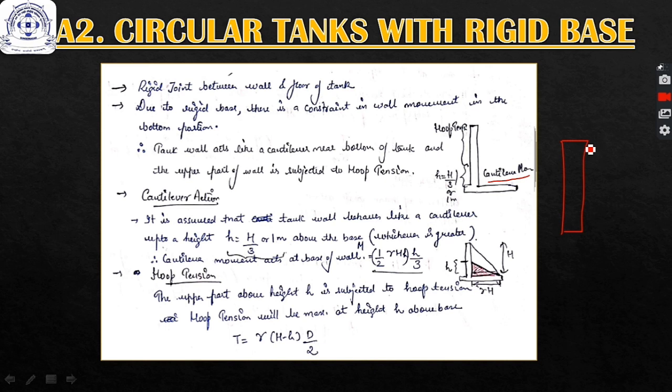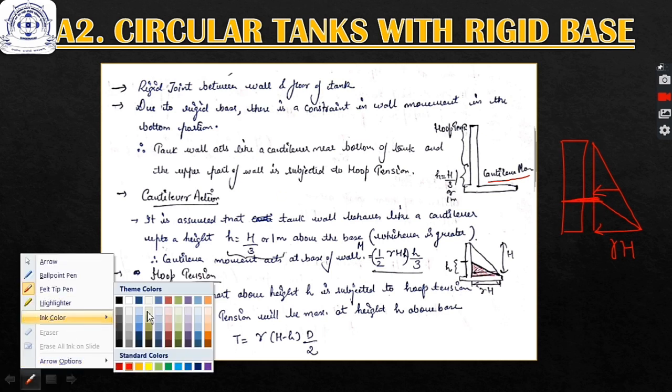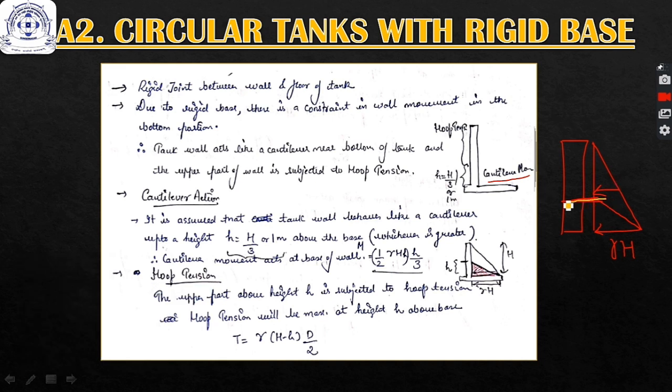If this is the tank wall and this is the water pressure acting on its face, as you can see it is almost like that of a retaining wall stem. So pressure at the base is gamma H. Now we are assuming that it behaves like a cantilever up to this point only. So this height is small h. This water pressure is gamma H.